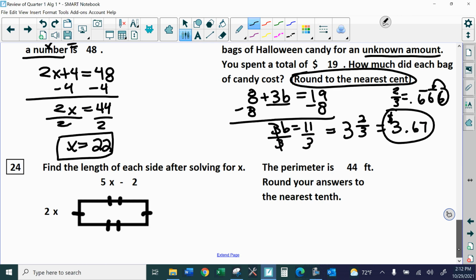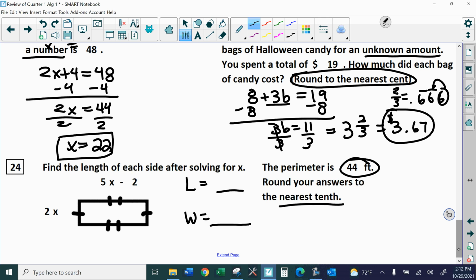Okay, last one. Find the length of each side. So what's the length and the width? We're going to fill in the length and the width. Okay. Now you need to remember, the perimeter is 44 feet. This is the other given information. Round your answer to the nearest tenth.